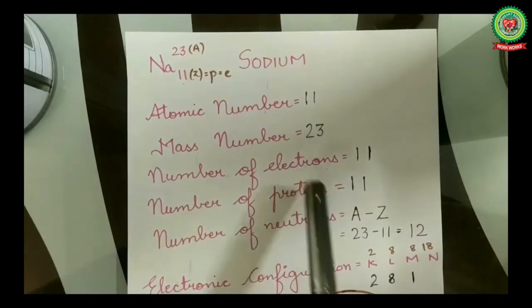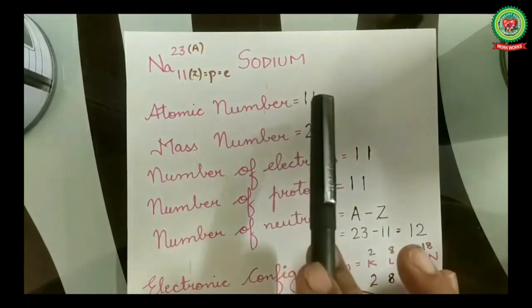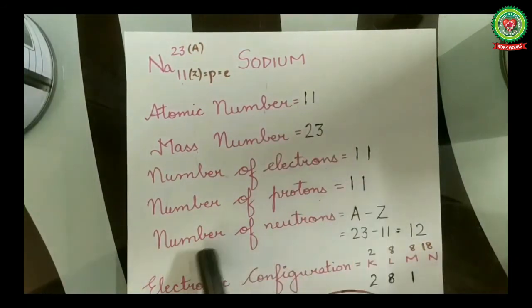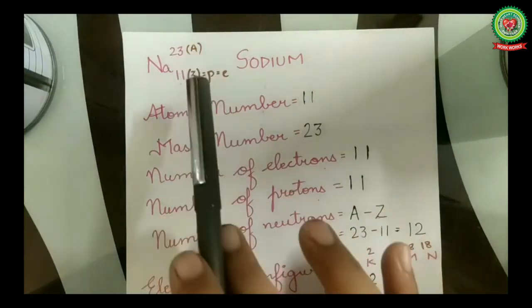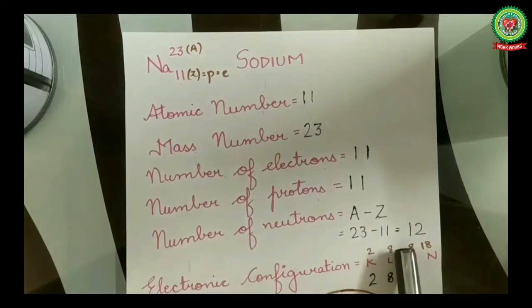Number of electrons is equivalent to number of protons, that is equivalent to atomic number, which is 11 here. Number of neutrons, A minus Z, that is 23 minus 11, which is equivalent to 12. Electronic configuration.